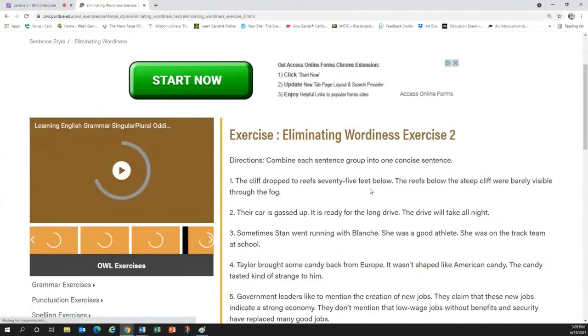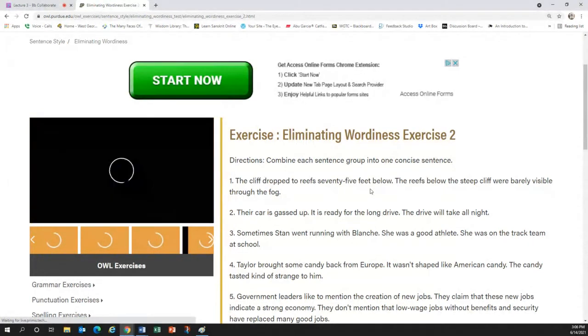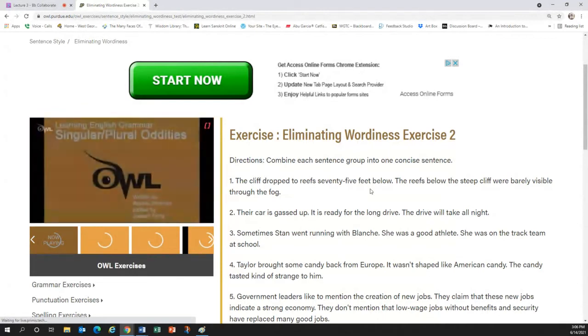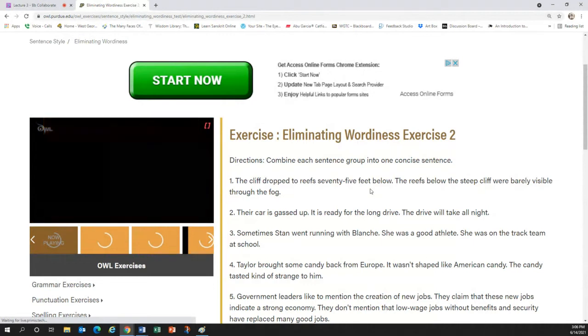But one way that you can deal with wordiness is by combining each sentence group into one concise sentence. So you can combine sentences, as long as you follow the proper grammar rules, which is usually to use coordinating conjunctions and stuff. You can usually deal with wordiness by combining sentences.